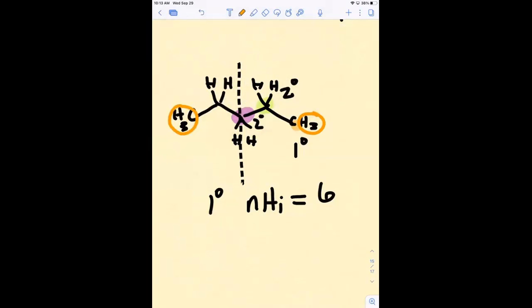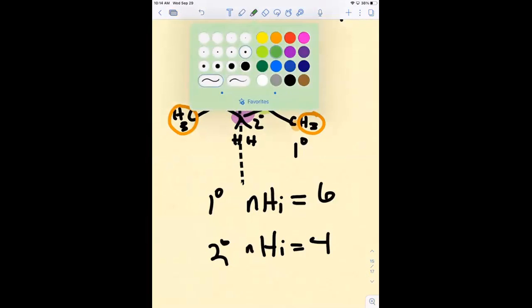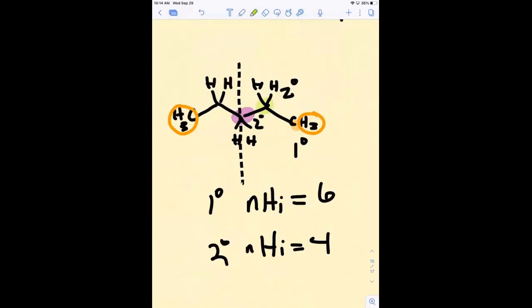Right, and then for your secondary, normally I break it up if the carbons are different. So let's break that up. So for one of your secondaries, the green ones, you have N_Hi equals 4. Can y'all see that? Because this carbon over here is also identical to the other secondary. Yes, no?